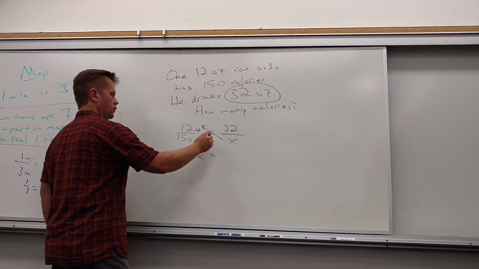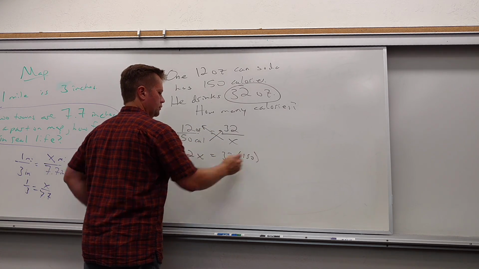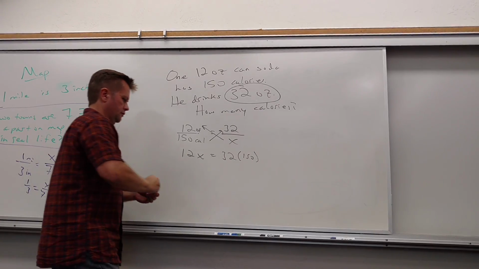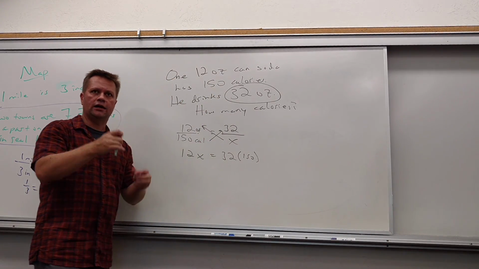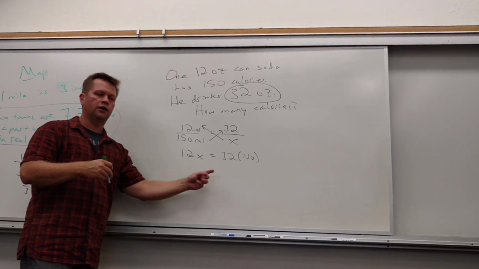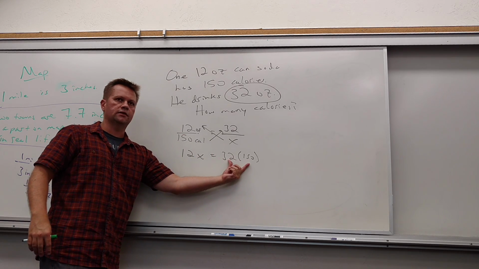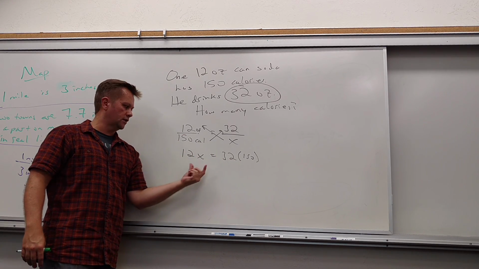So I get 12x equals 32 times 150, right? Now I actually honestly do this. I don't multiply that out, because what's the next thing I would do? I know you guys get a number. You can multiply that out. Who cares? That's the same thing as the number you got. 32 times 150. What's the next thing I'm going to do?